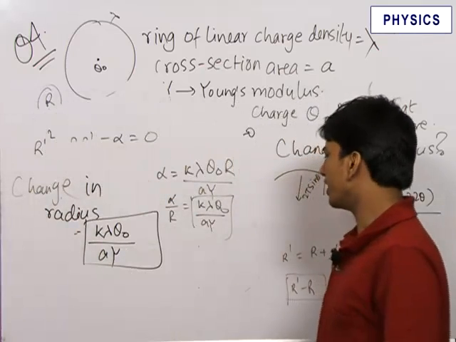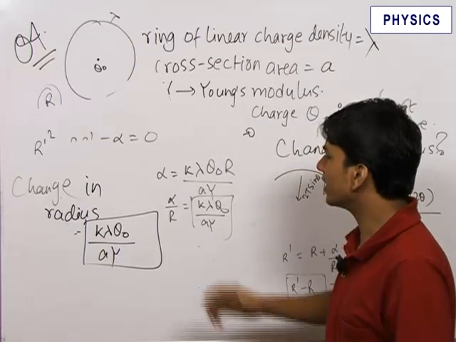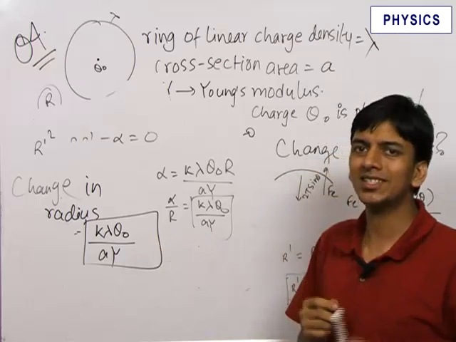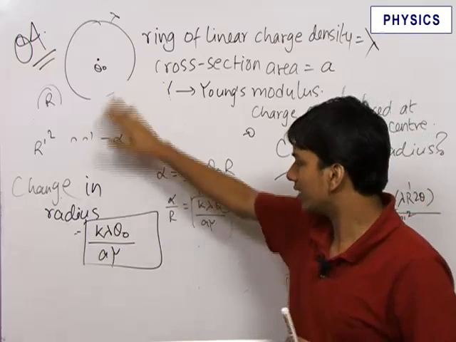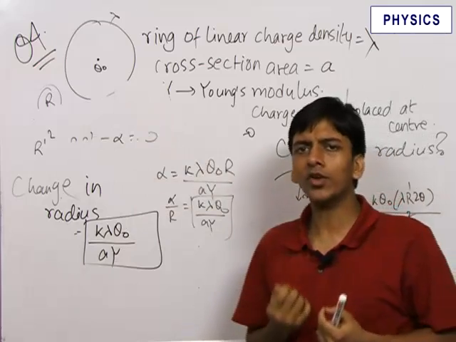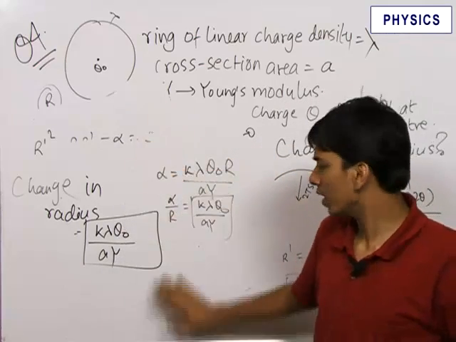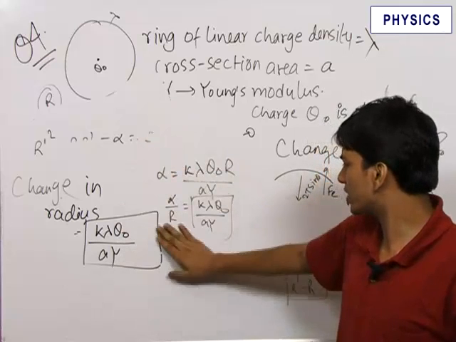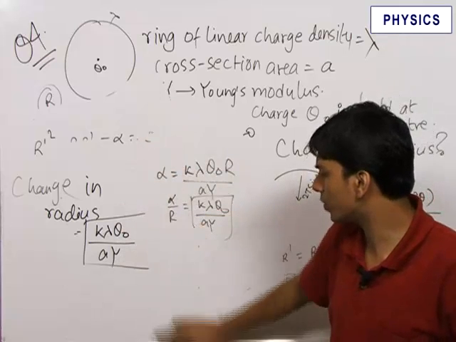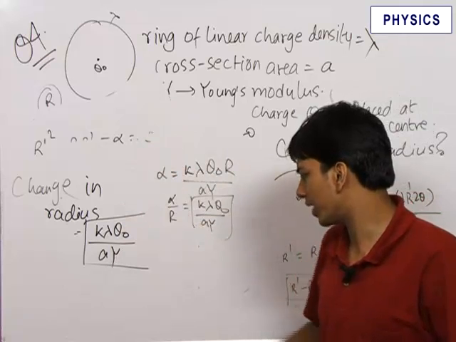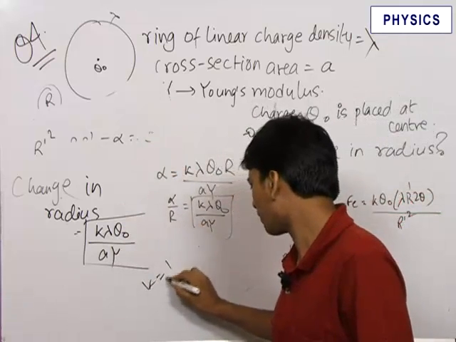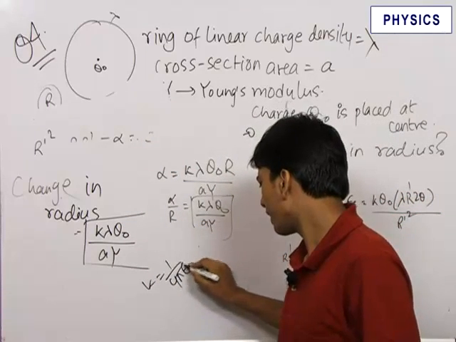So this was a pretty important question, considering that we learnt how to find out the tension inside a ring and other such figures. Whenever you need to find out the tension, you have to cut the body from somewhere. So the final answer in this question for the change in radius of the wire comes out to be k lambda into q naught upon A Y, where the value of k is equal to 1 upon 4 pi epsilon naught.